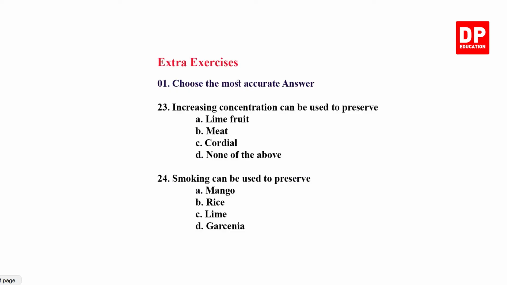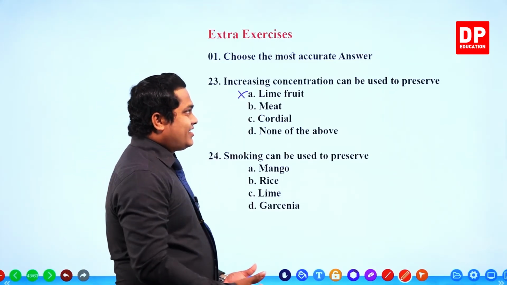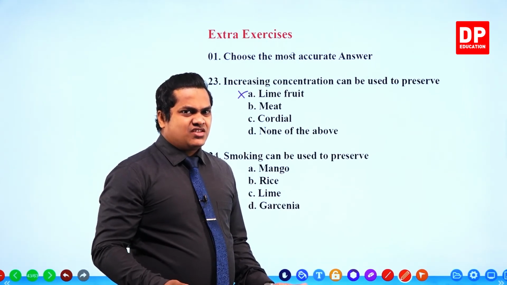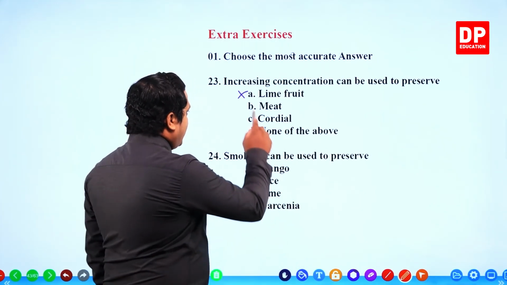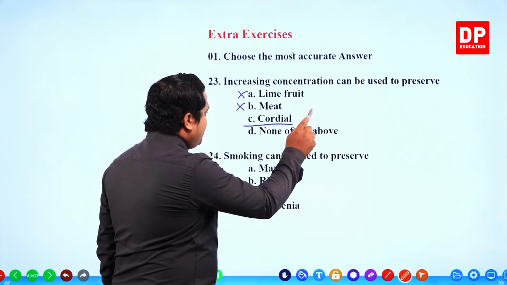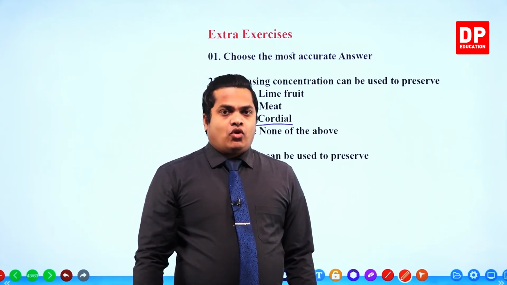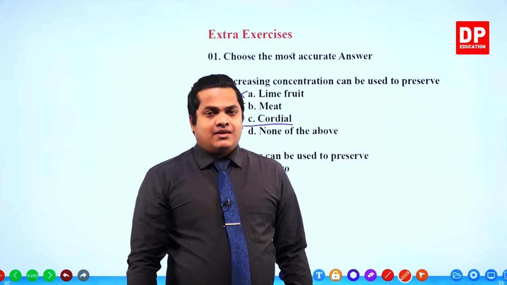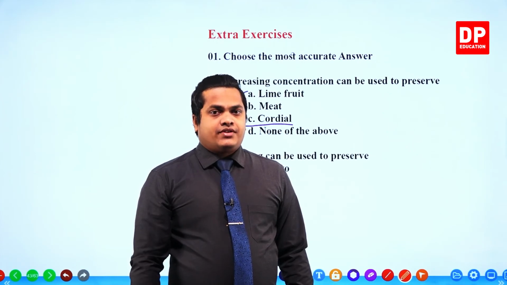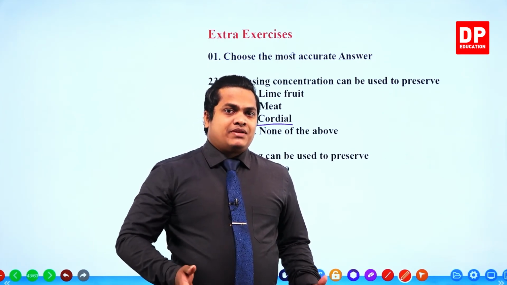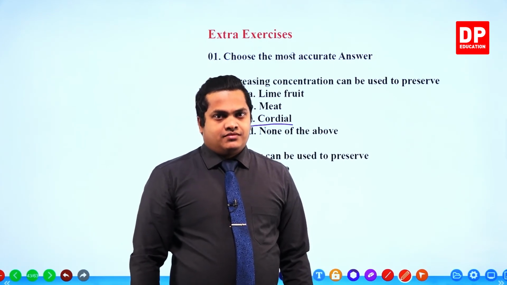Increase in concentration can be used to preserve lime fruit. Incorrect. We can't increase the concentration of lime fruit, right? It's not even related. Next one, meat. Once again, incorrect. Cordial, that should be our answer. We can preserve cordial by increasing the concentration. Actually, cordial is also preserved by increasing the concentration. So that's our answer.